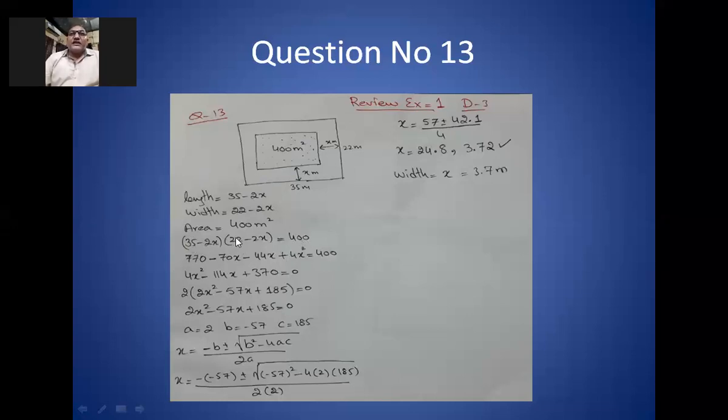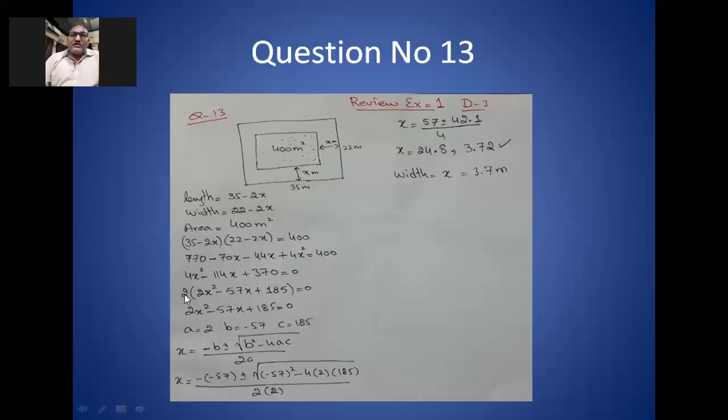So I just multiply 35 with both these terms. So you will have 770 minus 70X. Then minus 2X will multiply with this second bracket. You will have minus 44X plus 4X square equals to 400. So we will have 4X square minus, I added both these because they both have the negative sign, so the answer will be minus 114X. Plus this 400 will come to this side and it will subtract. So 770 minus 400, that will be 370, and equals to 0.